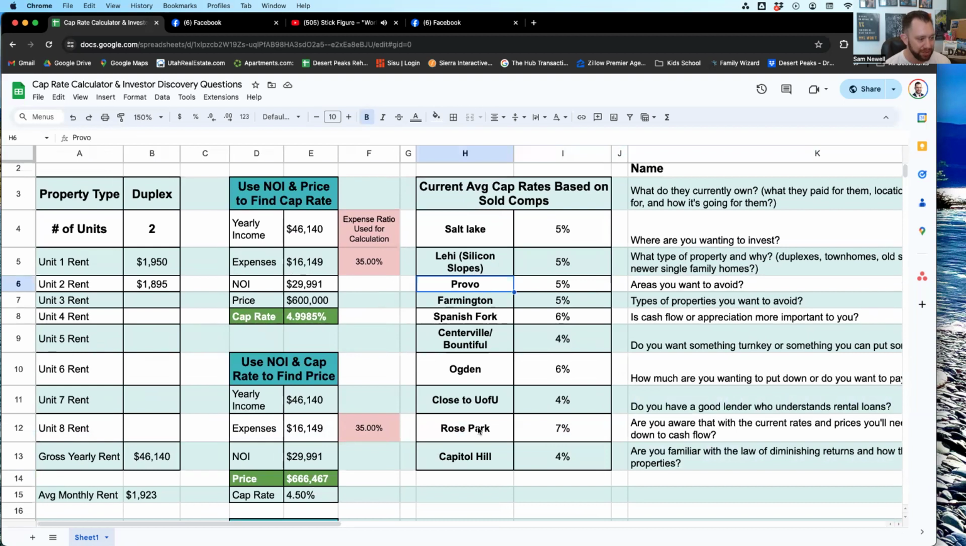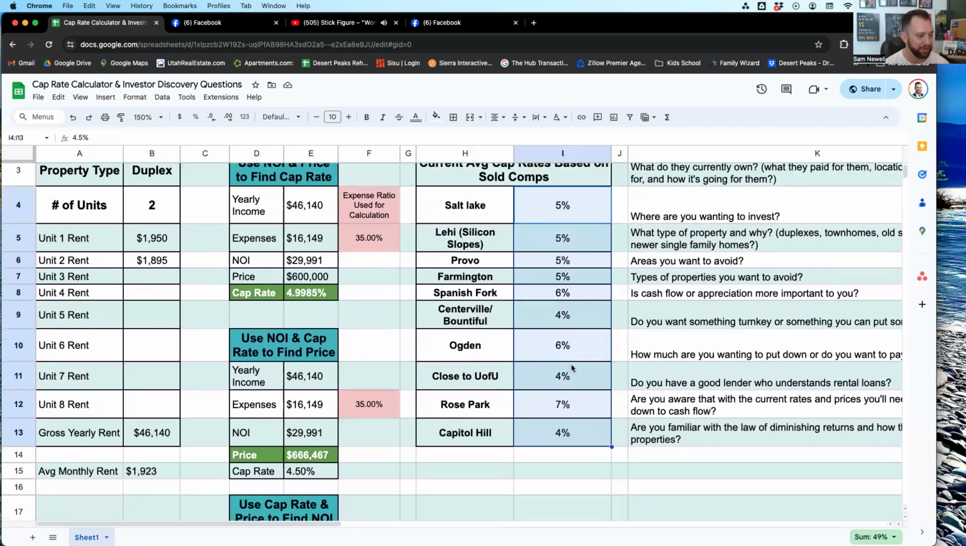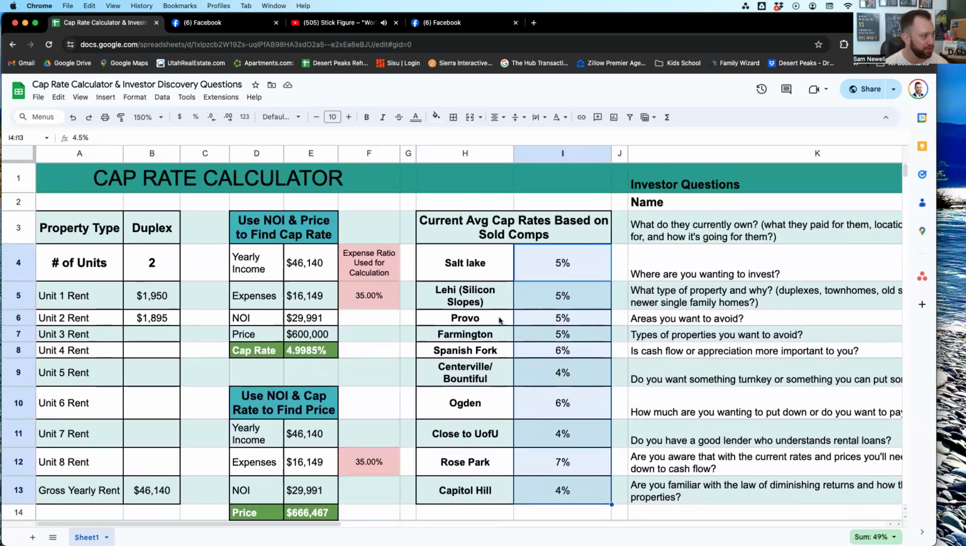Within Salt Lake, there's a bunch of different areas: Rose Park, Capitol Hill, close to the University of Utah. Ogden's different, Centerville, Bountiful. So anyways, you want to at least know these pretty well if you're going to be an investment specialist. And it's pretty easy. Just look at the comps. So that's what we're going to do right now.